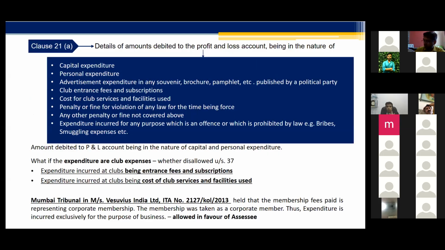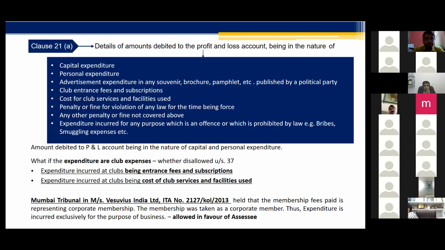Details of amounts debited to profit and loss account being in the nature of capital, personal, advertisement or other expenditure. So 21A requires you to give the details of expenditure which have been debited to P&L and which you have claimed as an expenditure, or you want to claim as an expenditure in the computation. Now, the requirement over here under 21A is only to give the details. It does not cast any obligation on the assessee to add back in his computation. It's his task.